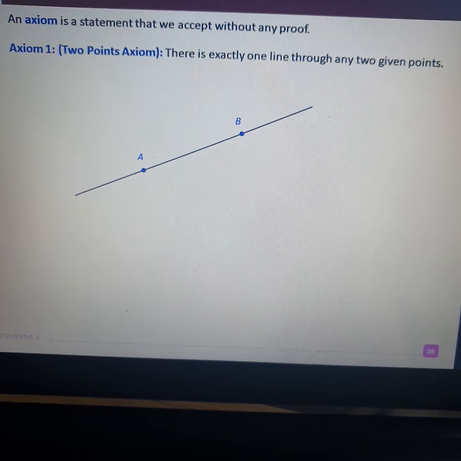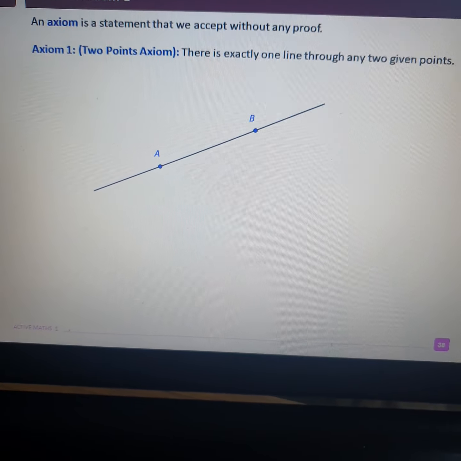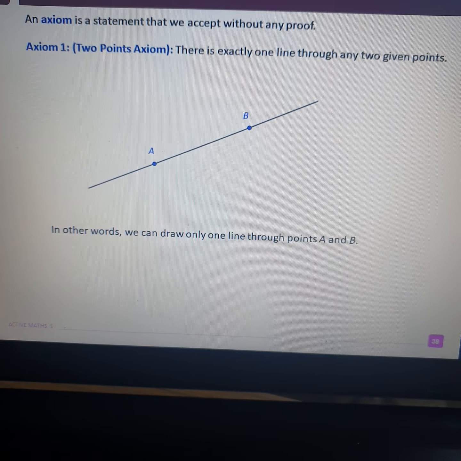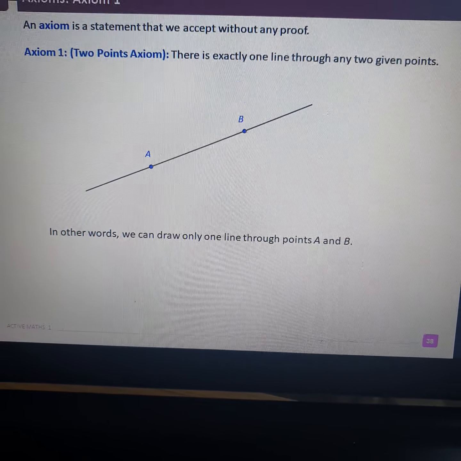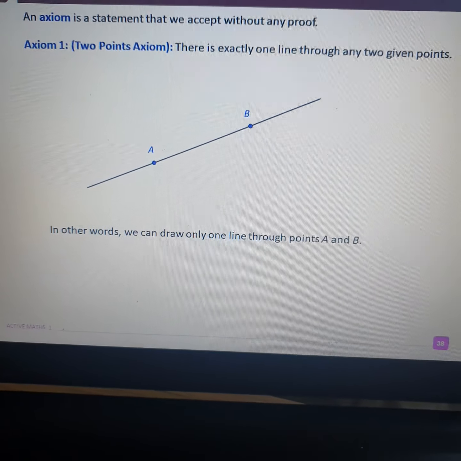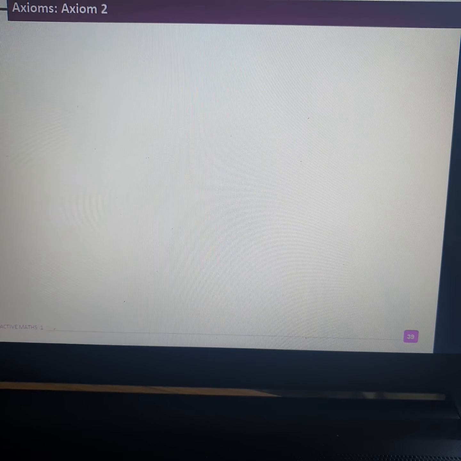So basically what it's saying is there is exactly 1 line through any 2 given points, and that's all you have to accept. In other words, we can draw only 1 line through points A and B, and we can't draw another line through those, on top of it. That doesn't make sense.